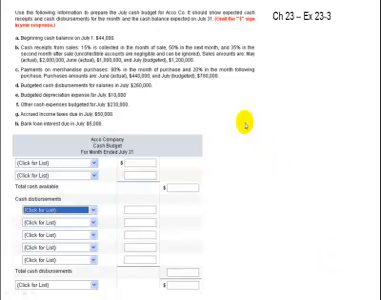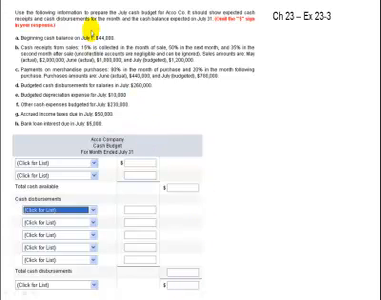Use the following information to prepare the July cash budget for ACO Company. It should show expected cash receipts and cash disbursements for the month and cash balance expected on July 31st. So this is a cash budget for the month of July. We got cash coming in up here, cash going out down here, and a cash balance at the bottom.